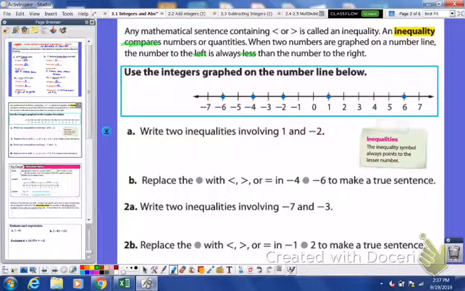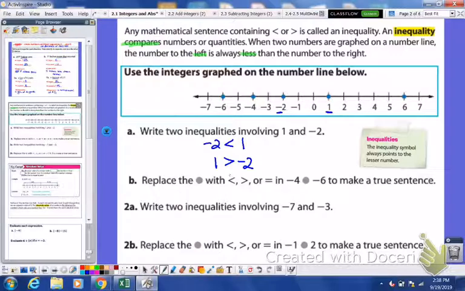Keep that in mind. Use the integers graphed on the number line below in order to answer these questions down here. So write 2 inequalities involving 1 and negative 2. So if we go up here, we see 1 is right there, negative 2 is down there. So negative 2 is less than 1, or we could say that 1 is greater than negative 2. It asks for 2 inequalities, so you need to write it both ways.